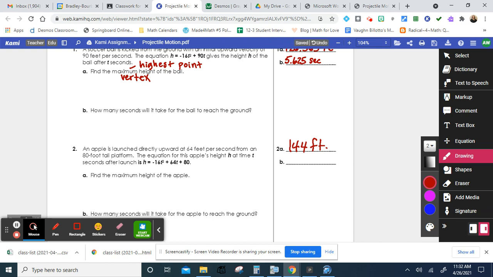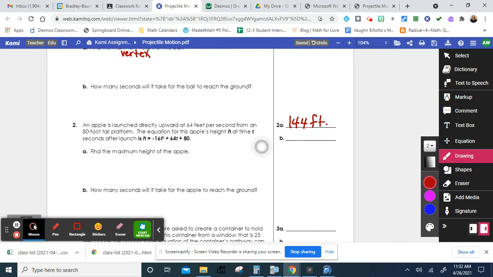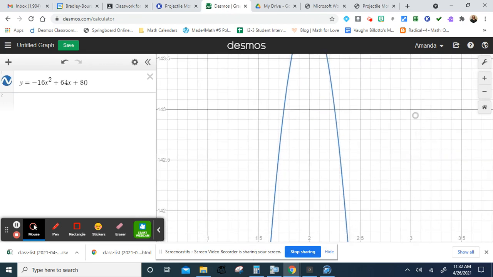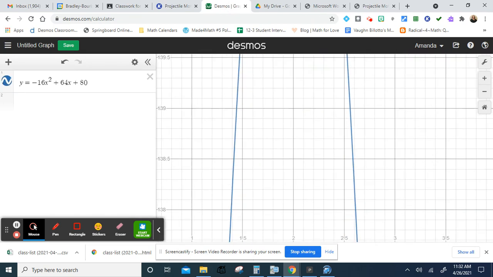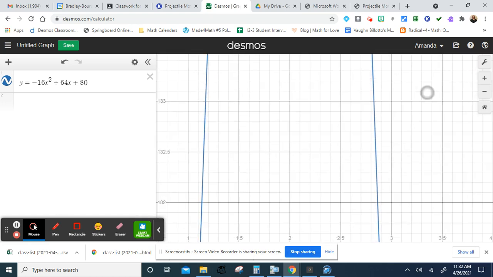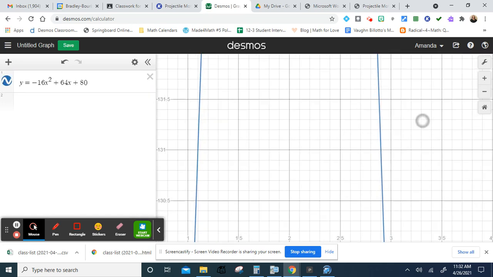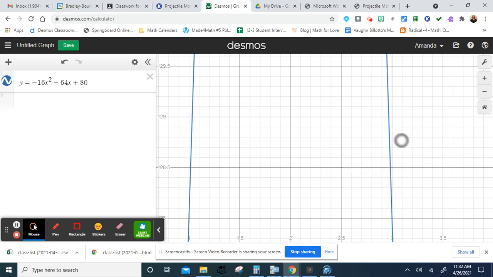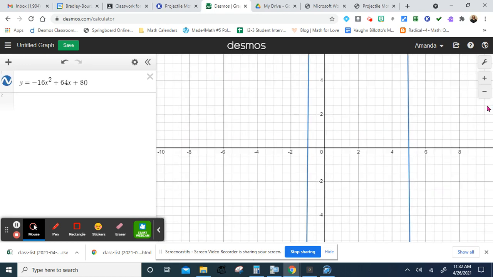We're on number 2. And then you have to figure out how many seconds it will take for the apple to reach the ground. So again, you're looking for your second x-intercept where it crosses the x-axis. What'd you get, Austin? 5, good. So you're going to use the first number of the x value for this one.